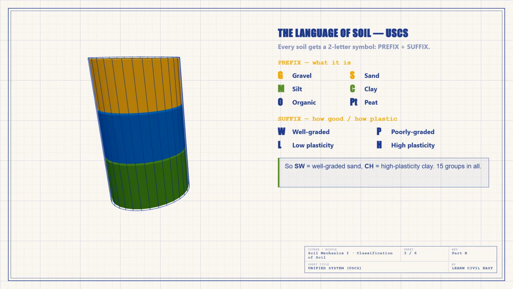The suffix tells us how good or how plastic. W for well graded, P for poorly graded, L for low plasticity, and H for high plasticity. So put them together. SW means well graded sand and CH means high plasticity clay. 15 groups in all, and once you know the letters, you can read any of them.